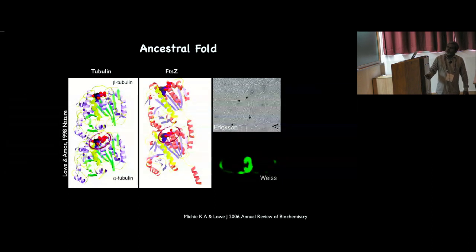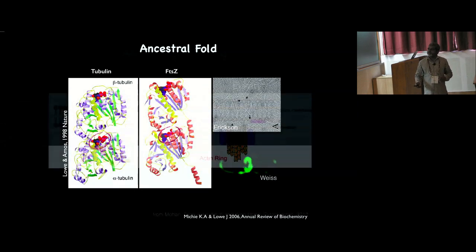They form filaments, but FtsZ differs from tubulin in that tubulin has 13 protofilaments or more in its filaments. FtsZ is a single protofilament of that tubulin. So it's a single subunit protofilament. That's the only structural difference between FtsZ and tubulin.